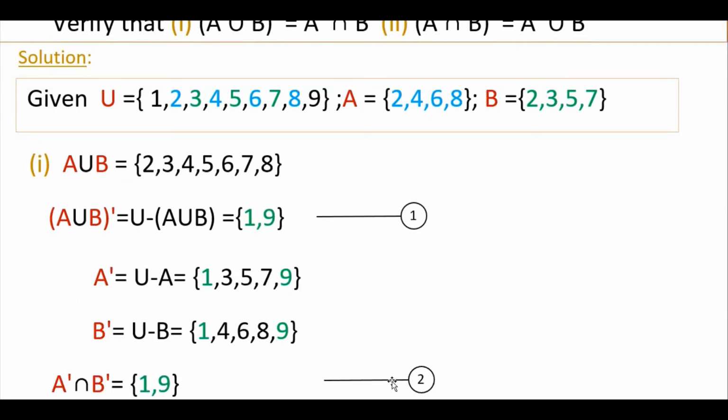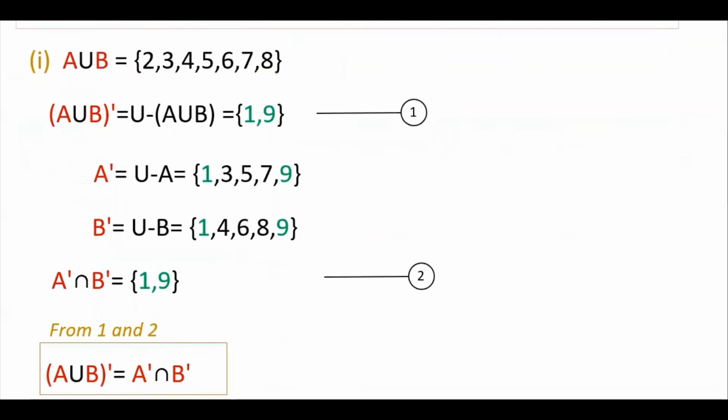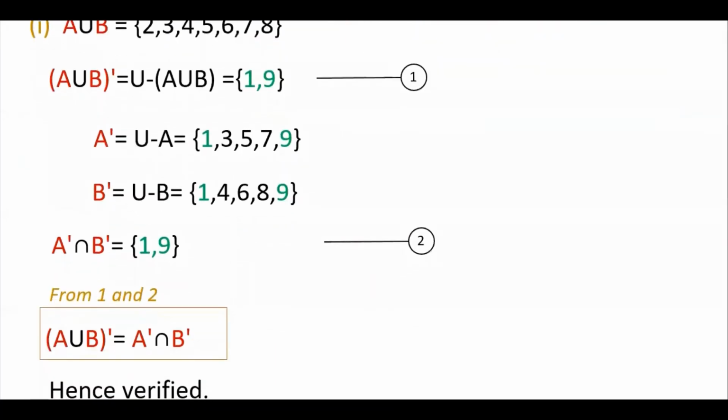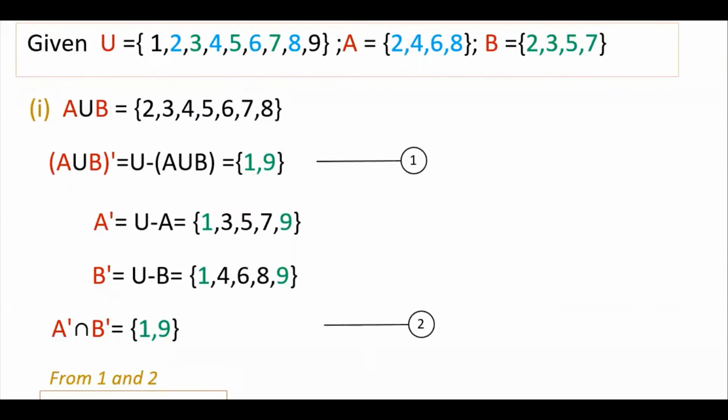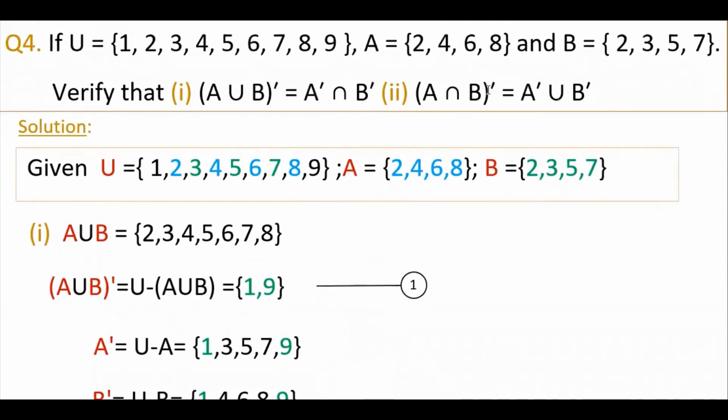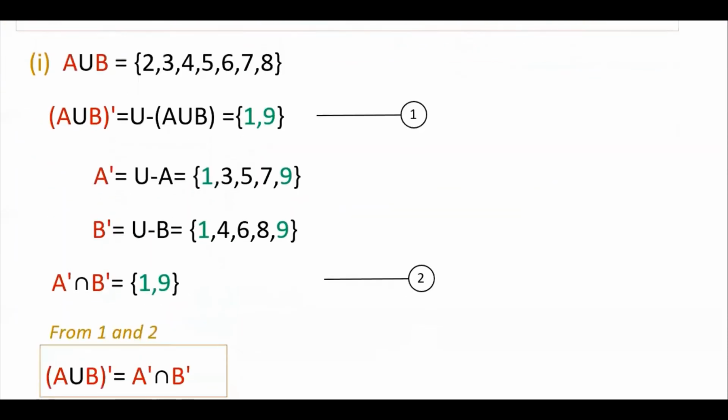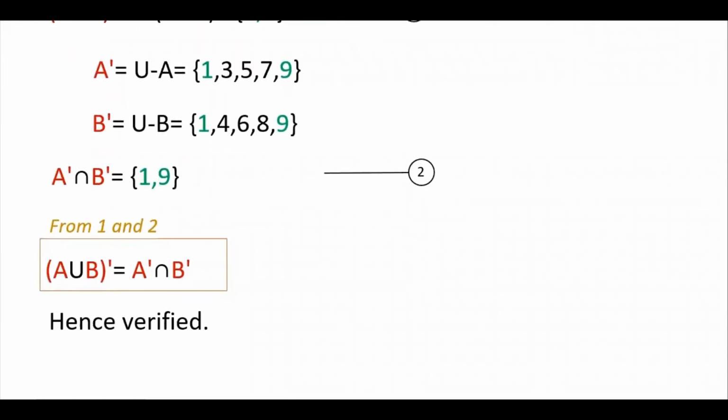From 1 and 2, you can say that the complement of A union B is equal to the intersection of their complements. So from 1 and 2, the complement of A union B is equal to the intersection of their complements, hence verified. Next one is you have to verify the complement of A intersection B is equal to the union of their complements. So first find the intersection of A and B.